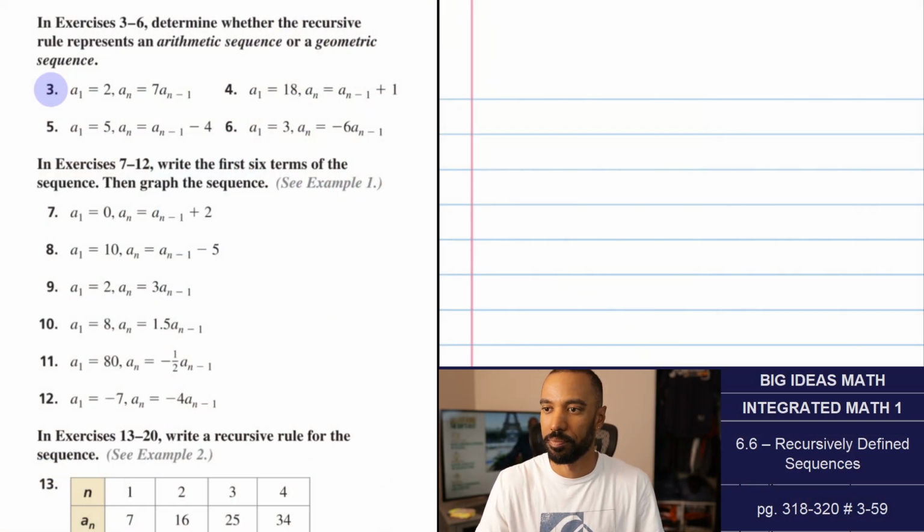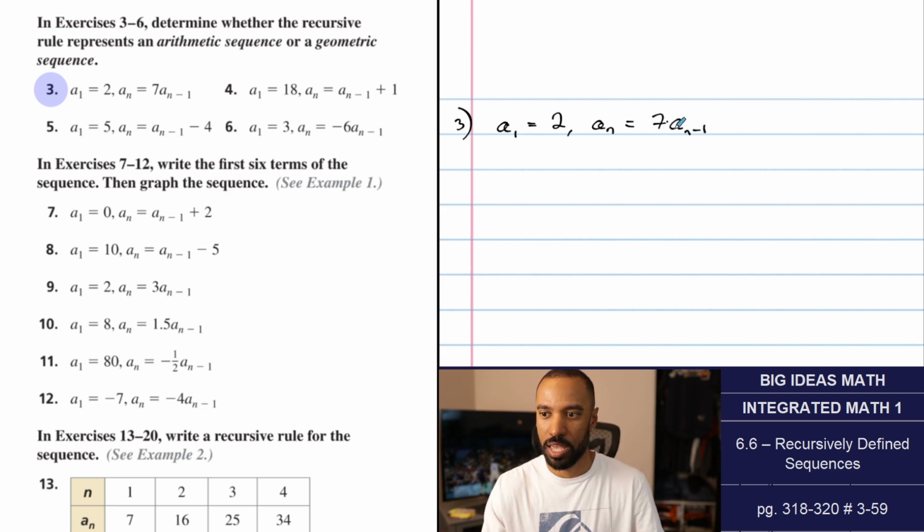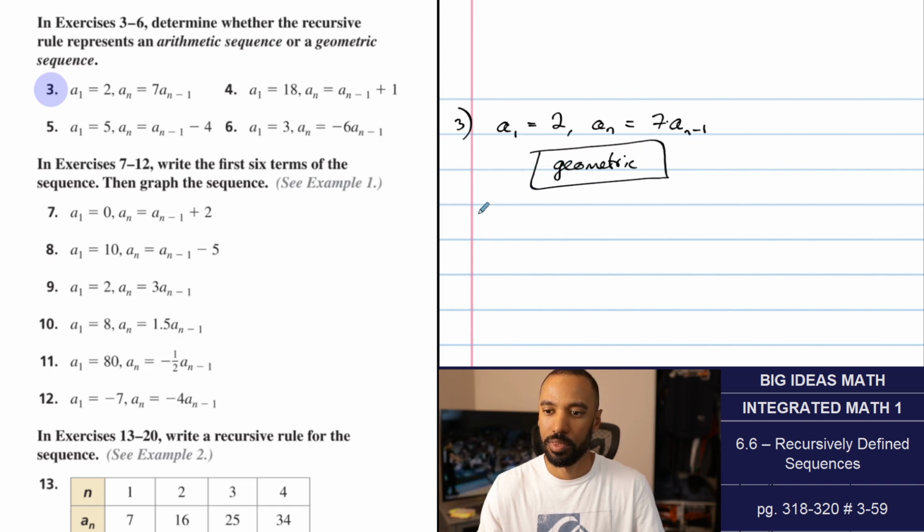Okay, we're going to do problems numbers 3 through 59. I'm going to go ahead and get started. In exercises 3 through 6, determine whether the recursive rule represents an arithmetic or geometric sequence. So these are written as the rules themselves. This is really just based on, is your a sub n minus 1 being multiplied by something, or is it adding with something? Or I guess subtracting as well. Because this one's multiplying with something, 7 times a sub n minus 1, this is going to be a geometric sequence because it has a common ratio of 7. That's what's multiplying there.